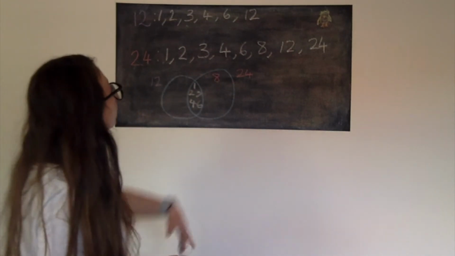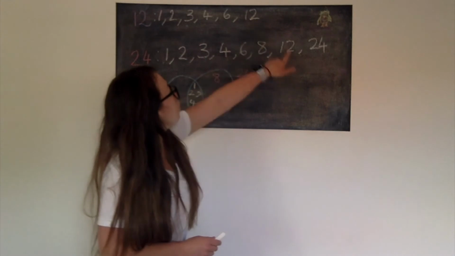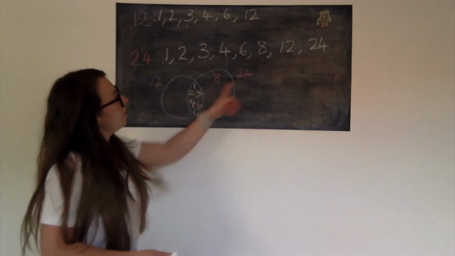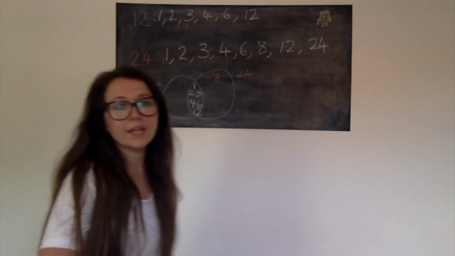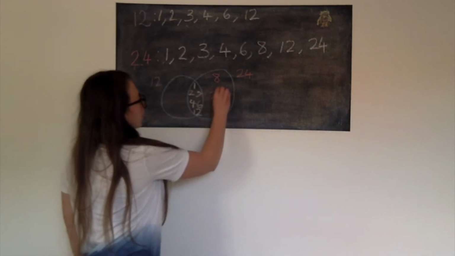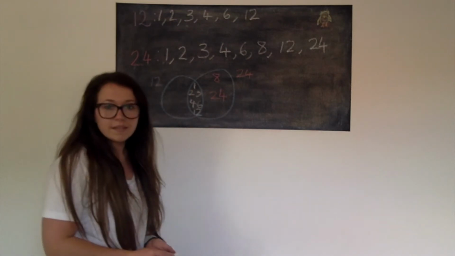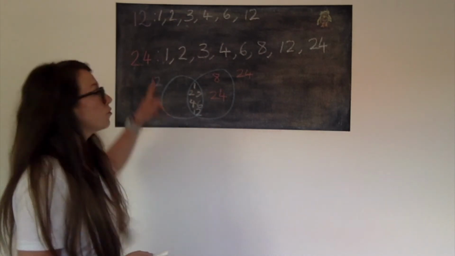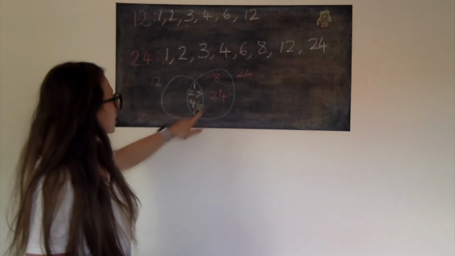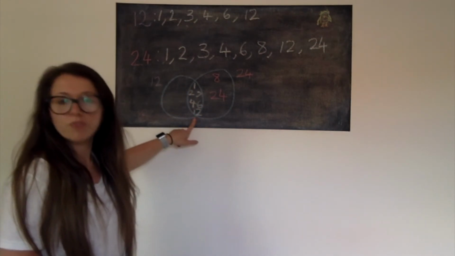Then we've got 12. 12 is in both, so we call it a common factor, it goes here in the middle. And then lastly, we've got 24. Again, it's a factor of 24, but not of 12, so it goes over here. So I can say that the common factors of 12 and 24 are 1, 2, 3, 4, 6, and 12. It has a lot of common factors.